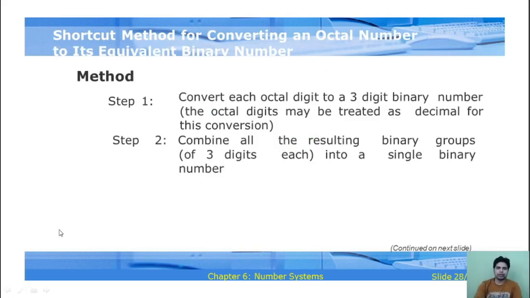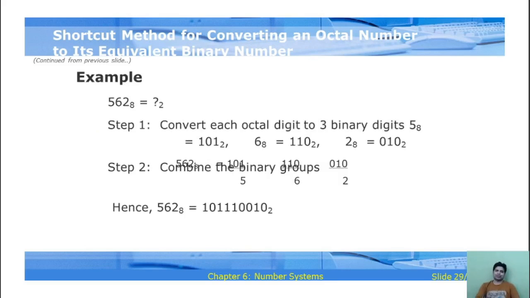Now, this is the second shortcut method for converting an octal number to its equivalent binary number. Step 1: convert each octal digit to a 3-digit binary number. The octal digits may be treated as decimal for this conversion. Step 2: combine all the resulting binary groups of 3 digits each into a single binary number. Clear? Yes. So again, this is an interesting example of how we will convert from octal to binary.